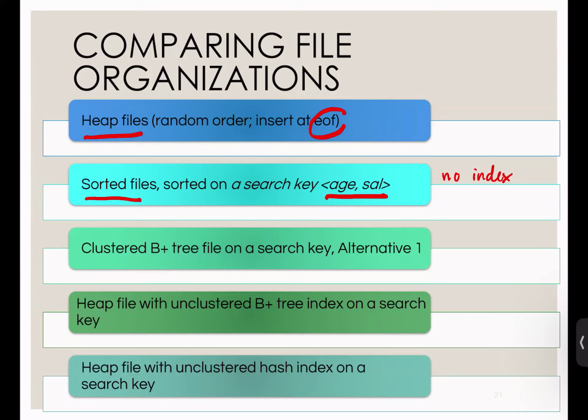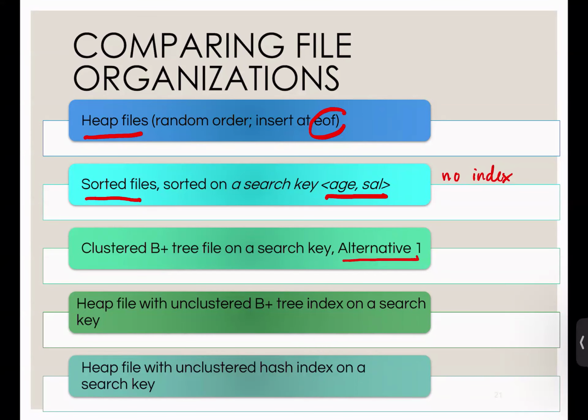The next one is a clustered B plus tree on the search key, alternative 1. Alternative 1 means that we take all the data records, with all the fields, everything, and then we sort based on some search key. And then we have a clustered B plus tree index on top.